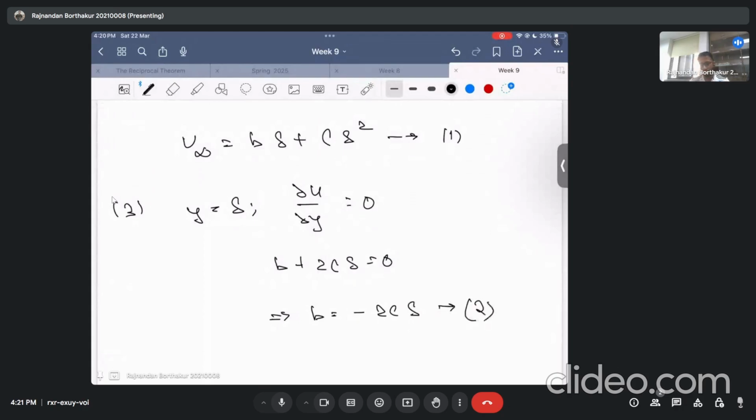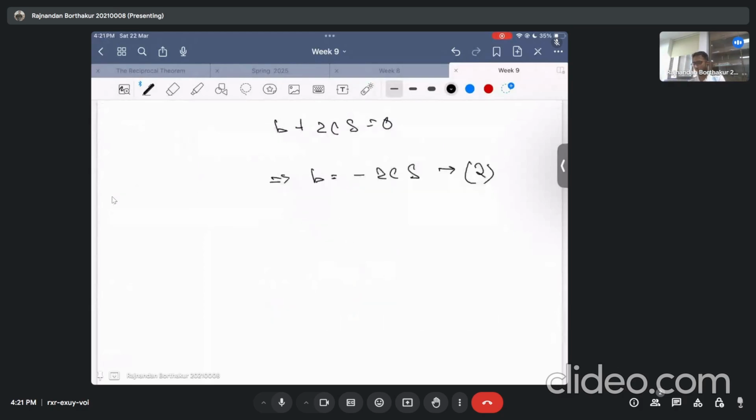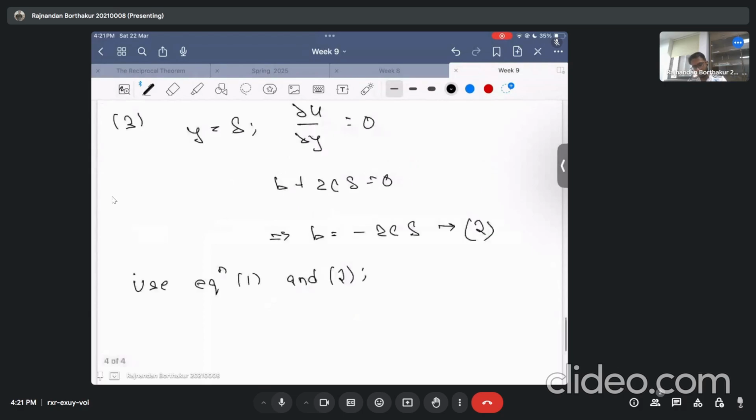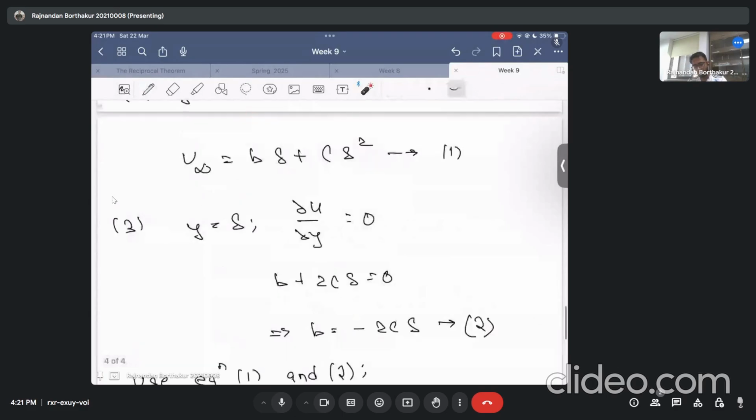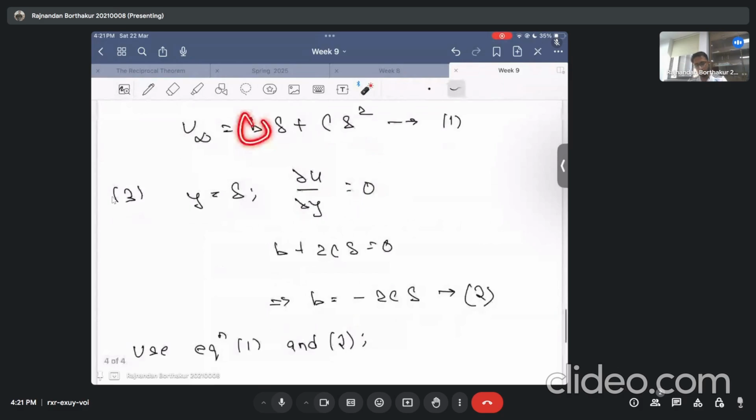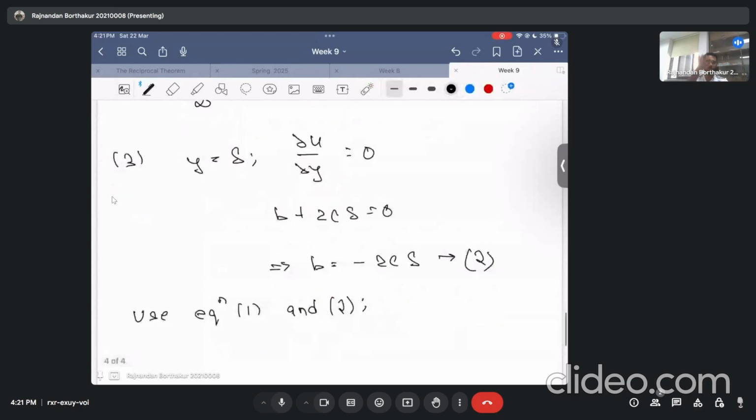And then, if you just use equation 1 and 2, it's just two equations and two unknowns, because your unknowns are just b and c. The unknown variables are b and c, and you have just this equation and this equation. That's it. Which means just do the math. I just skip the math here. It's just solving two equations for two unknowns.